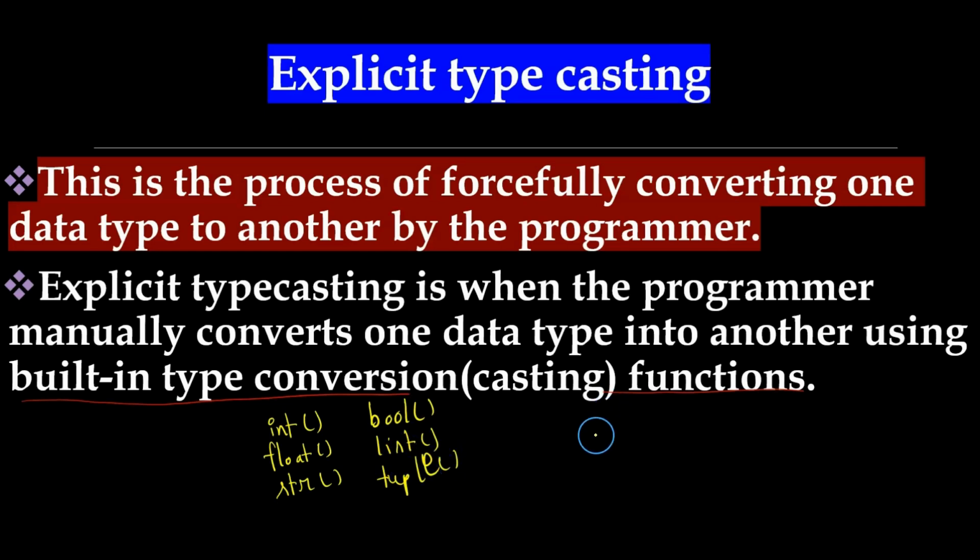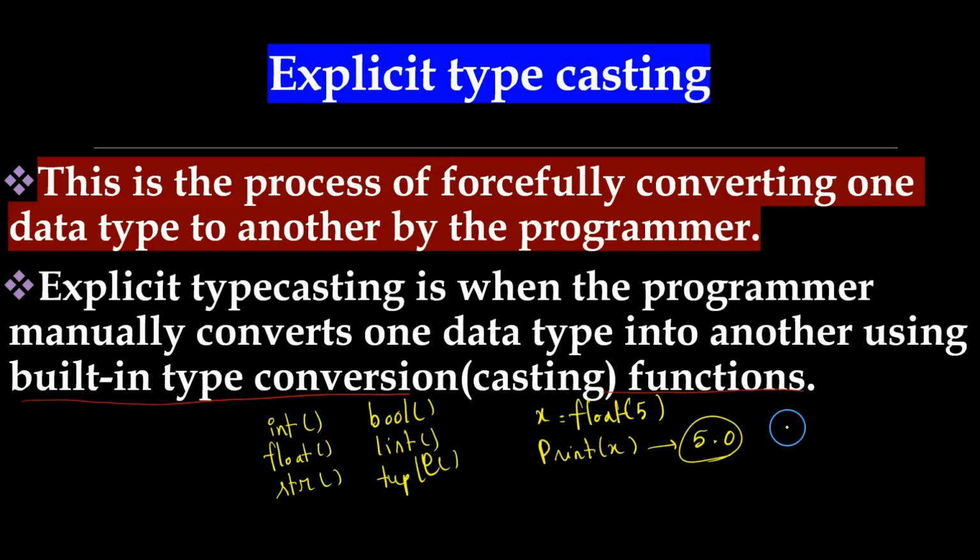Suppose x is a variable and it has the value float of 5. It means that we are converting the 5, which is an integer value, forcefully to float, and storing that in x. When we try to print x, it prints 5.0. The integer has been forcefully converted to a float value.